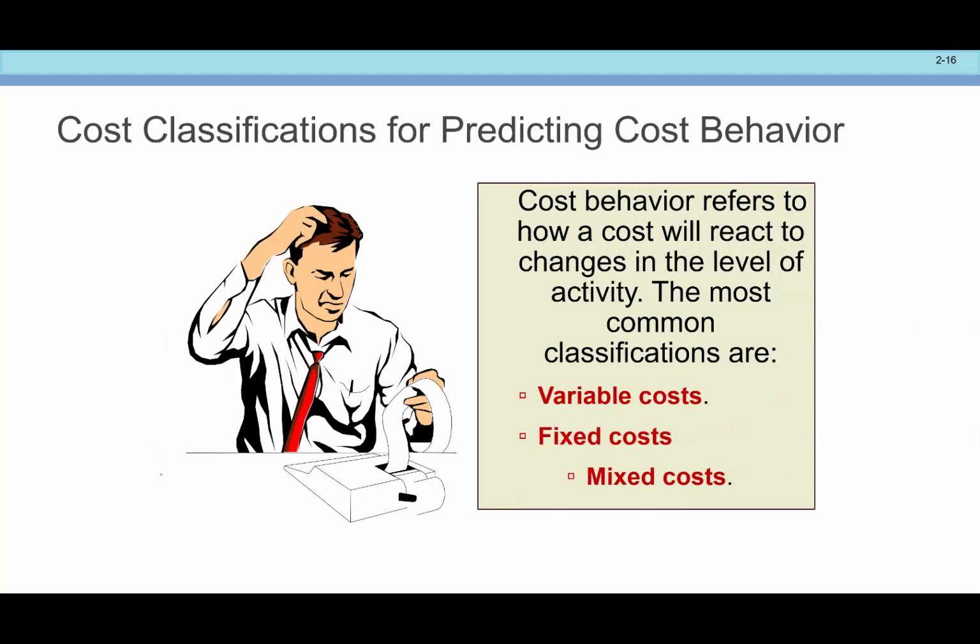Okay. All right, now what we're going to do when we reconvene next time is we're going to start to take these costs that we've talked about, our manufacturing costs, our indirect material, our indirect labor, our manufacturing overhead, and partition them into being either a variable cost, a fixed cost, or a mixed cost, which means it has variable and fixed components to it.